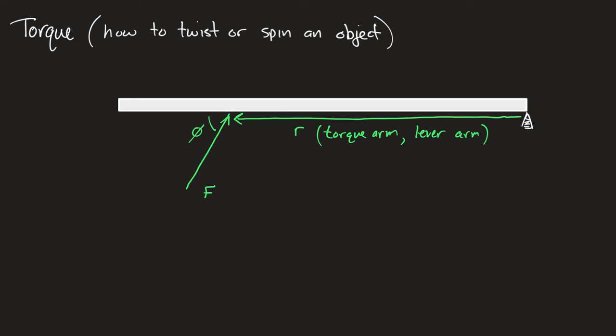Greek letter tau for torque, and it is a vector. And we describe it as a special kind of product because the force and the torque arm are also vectors. So this is a vector product.